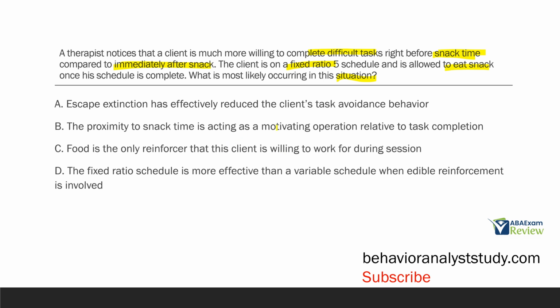C, food is the only reinforcer that this client is willing to work for during session. Again, nothing indicates C is the right answer. Don't add information that isn't there. D, the fixed ratio schedule is more effective than a variable schedule when edible reinforcement is involved. D just has no factual basis, so we should not even consider D as an option. What is most likely occurring here is the proximity to snack time is acting as a motivating operation relative to task completion.